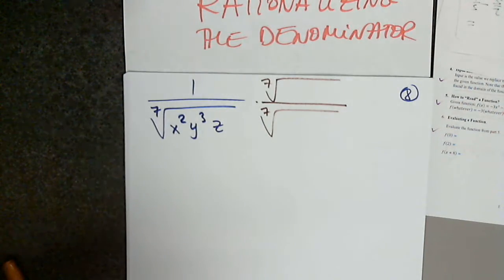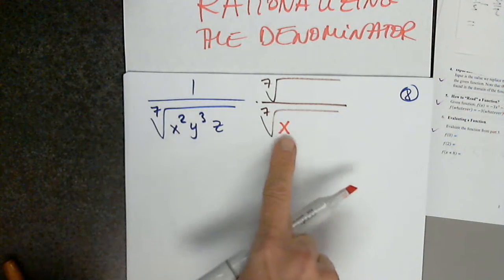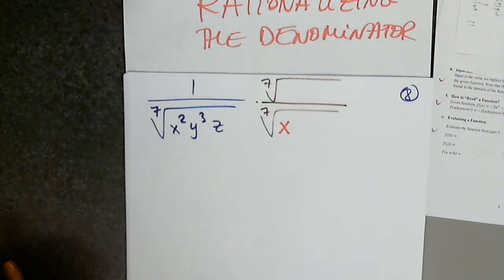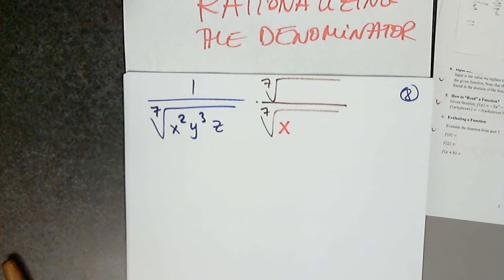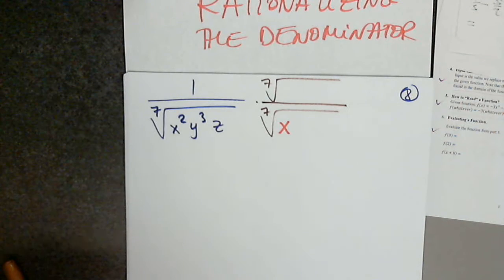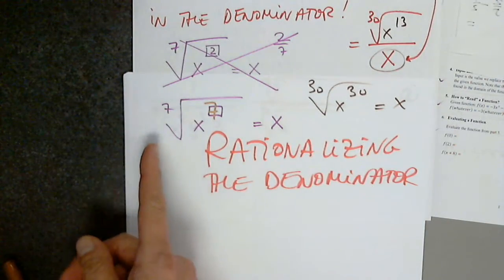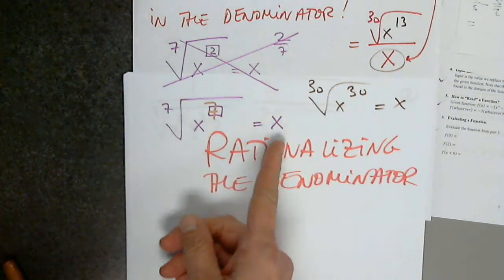How many x's? X squared times x squared will be x to the 4th. I cannot take the 7th root of x to the 4th. X squared times x will be x cubed. I cannot take the 7th root of x to the 3rd. What do I need? Remember what you told me here. Only the 7th root of x to the 7th is x.